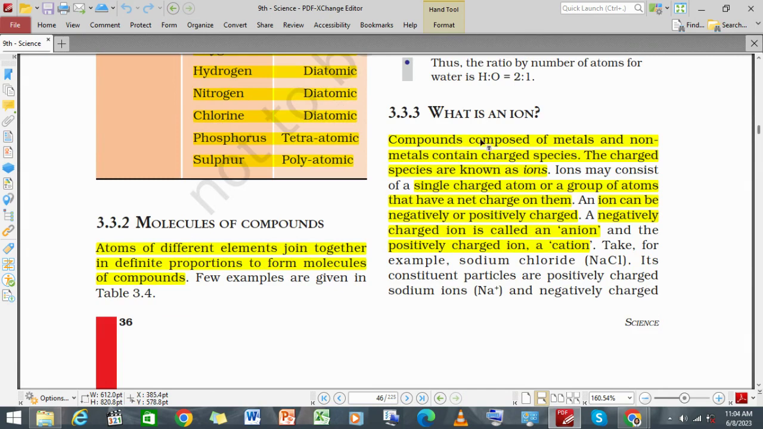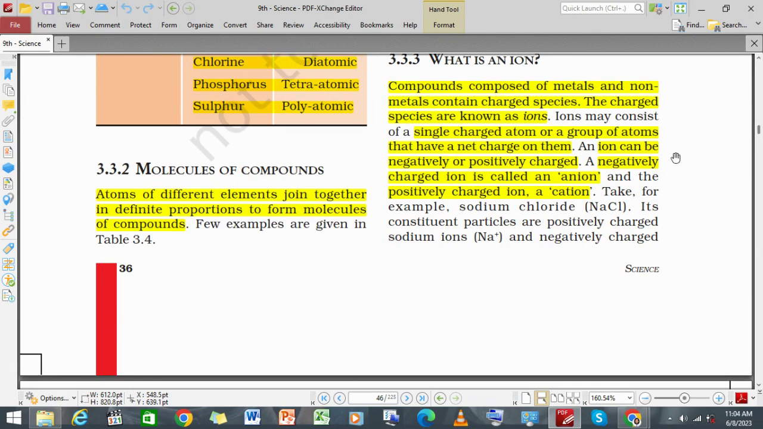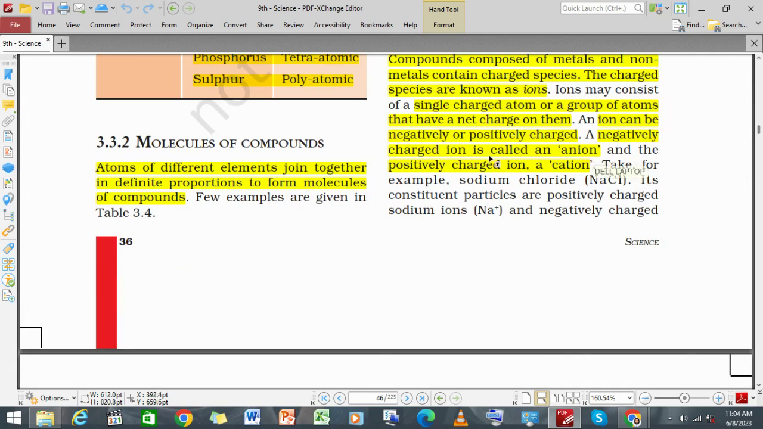And what are ions? Ions are compounds composed of metals and non-metals containing charged species. The charged species are known as ions. That means metals and non-metals having charged species, and these charges are known as ions. An ion is a single charged atom or group of atoms that has a net charge on it. Ions can be negatively or positively charged. A negatively charged ion is known as an anion, that is, negative is A, and a positively charged ion is known as a cation.